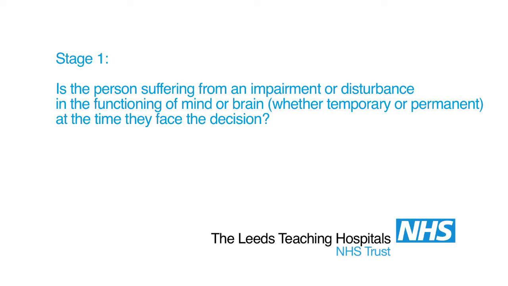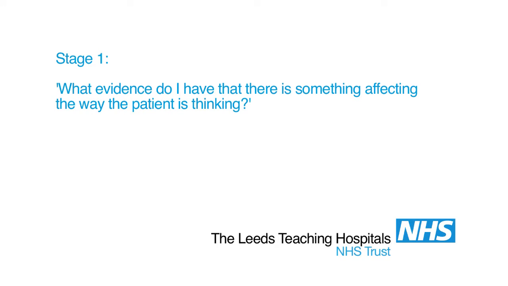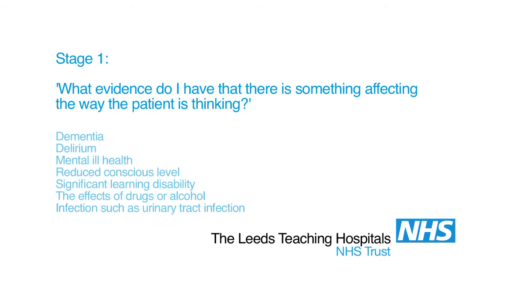Stage 1: is the person suffering from an impairment or disturbance in the functioning of mind or brain, whether temporary or permanent, at the time they face the decision? Simply put, this is about asking yourself, what evidence do I have that there is something affecting the way the patient is thinking? This could include things such as dementia, delirium, mental ill health, reduced conscious level, significant learning disability, the effects of drugs or alcohol, or infections such as UTI.